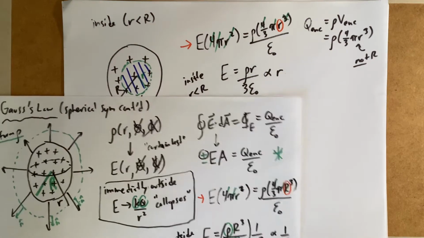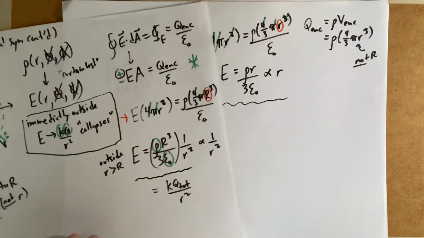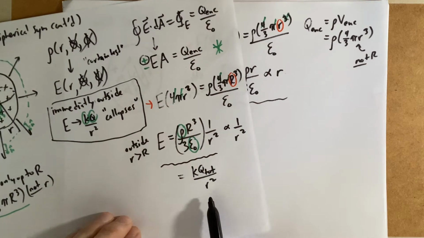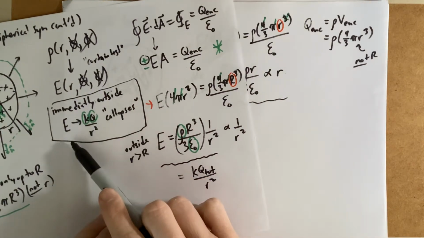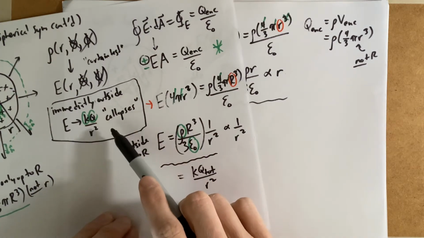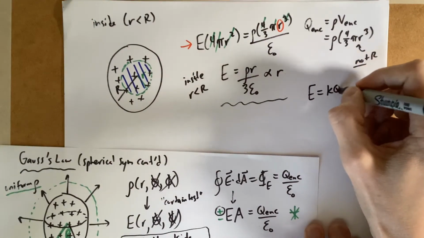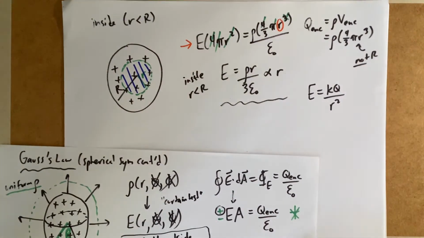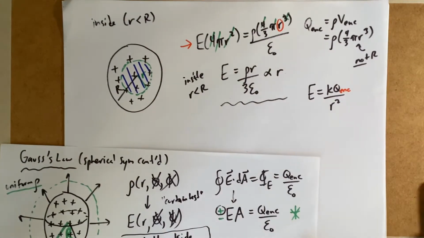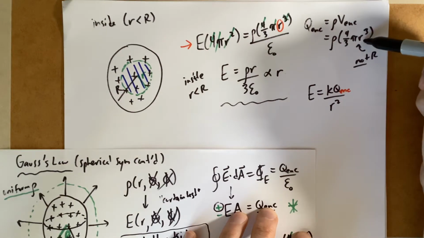Now you might say, well, hold on a second. That does not look like kq over r squared. And that's probably fine, because we're not outside it, right? We shouldn't expect it to collapse onto kq over r squared because we're inside. If you wanted to, this is still kq over r squared. The only difference is that the q involved is only q enclosed.